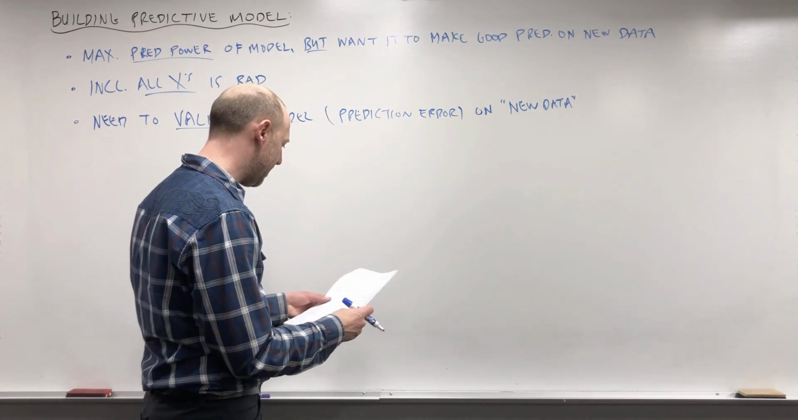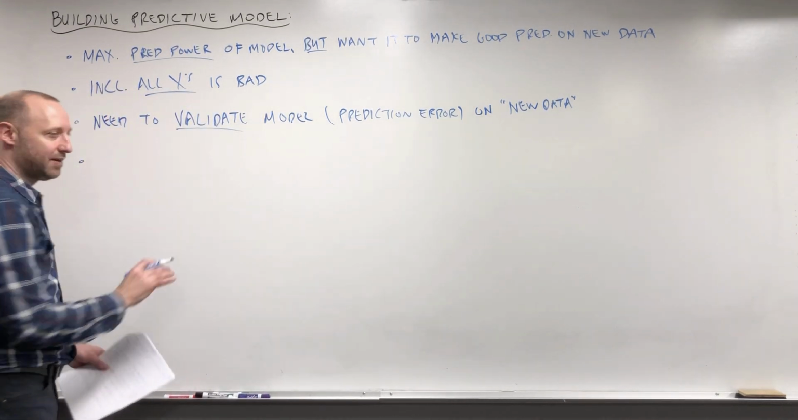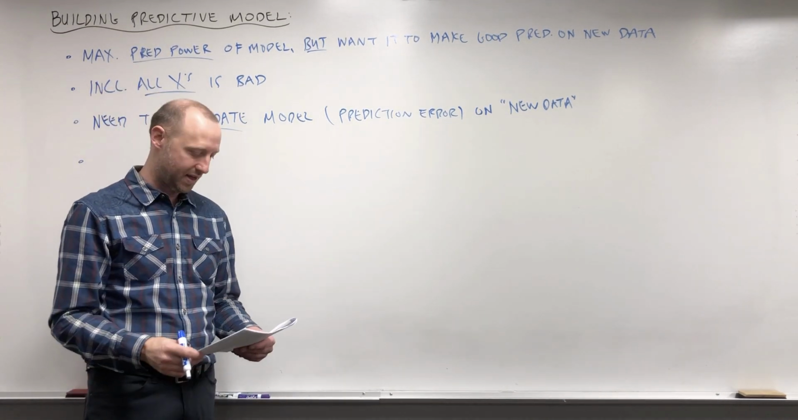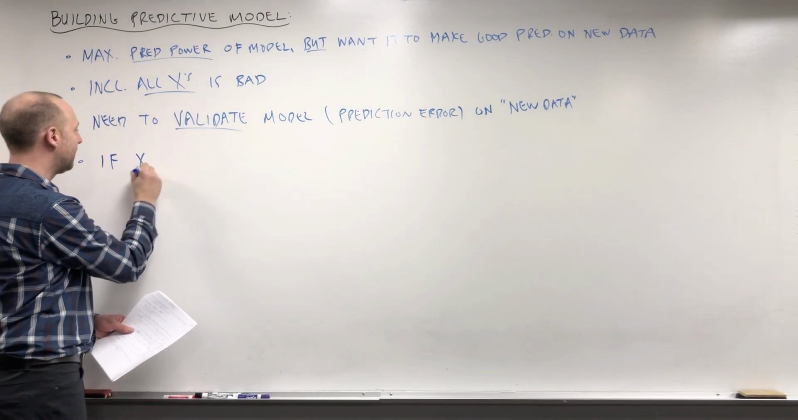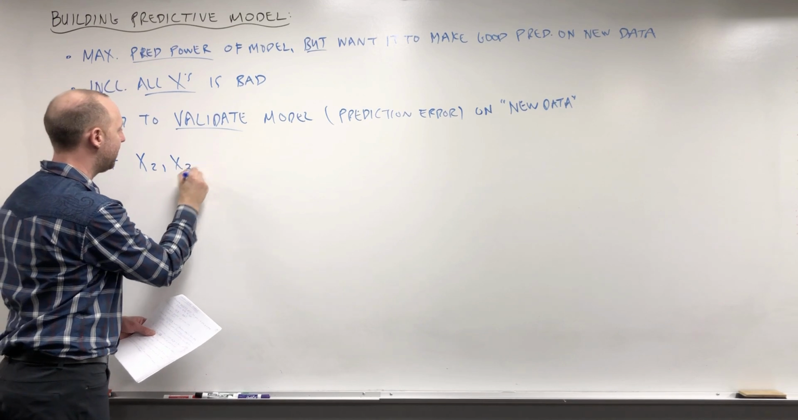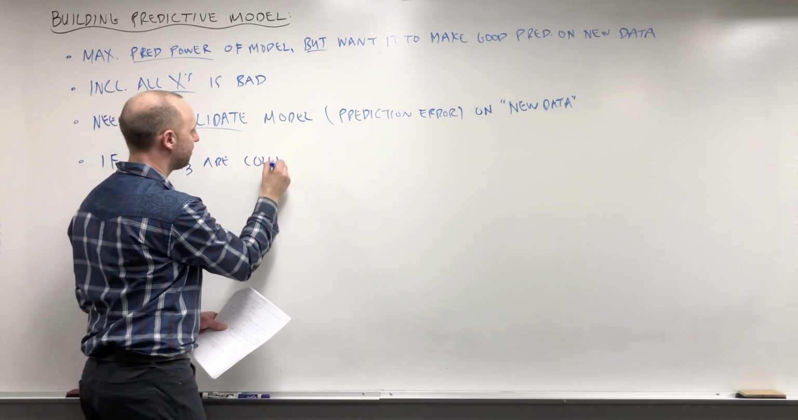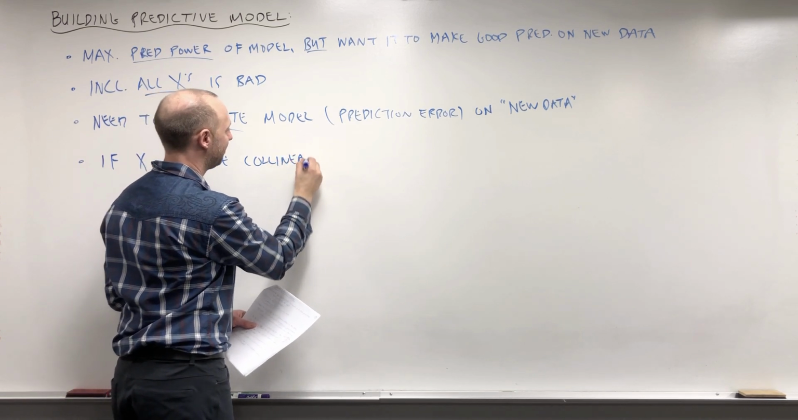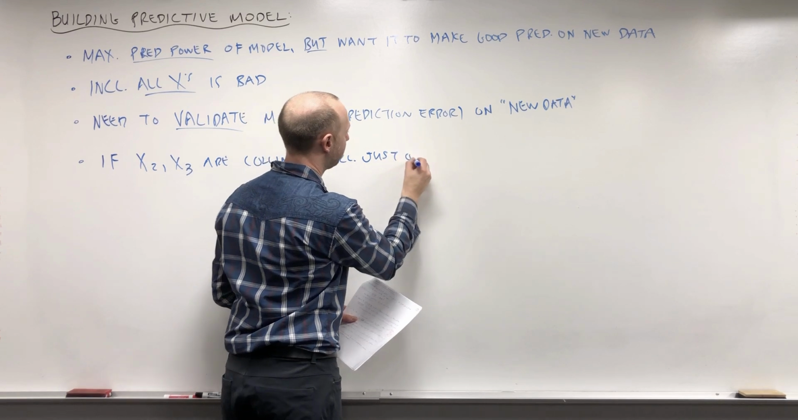So we'll talk a little bit about some different approaches to validating the model. Again, mainly in concept and the kind of quick intro version. Reminder, if x2 and x3, so just two variables, are collinear, include just one.